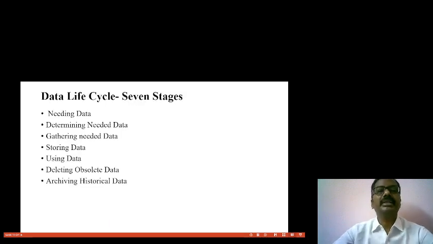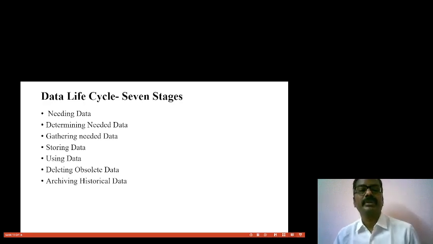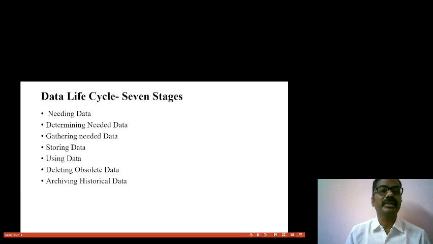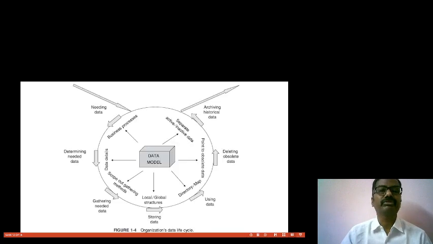Next, coming to the data life cycle. The data life cycle has 7 stages: needing data, determining the needed data, gathering the needed data, storing the data, using the data, deleting the obsolete data, and archiving the historical data. So these are the 7 stages of the data life cycle. Let us quickly and briefly understand what these 7 stages are meant for.